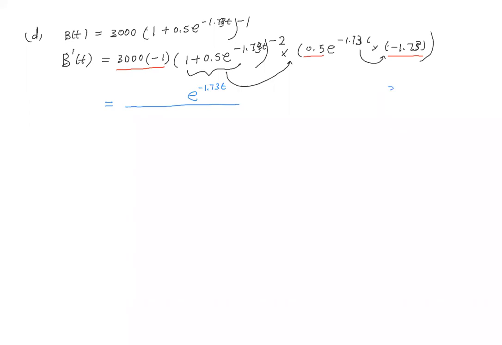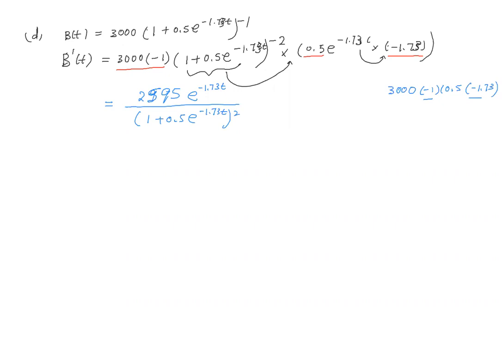3000, oh sorry, I missed that, miss. Times -1 times 0.5 times -1.73. Negative 2595, cannot be negative because here got 2 negatives. Okay, I missed that again. Never mind. 2595. So B prime t equals 2595 times e to the power -1.73t over (1 plus 0.5 e to the power -1.73t) squared. Okay. How am I going to explain this part?